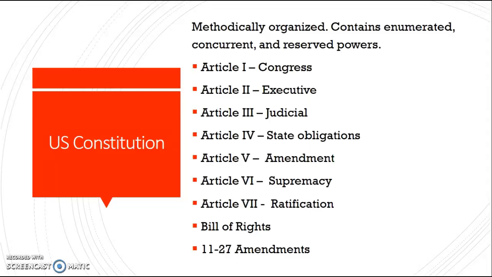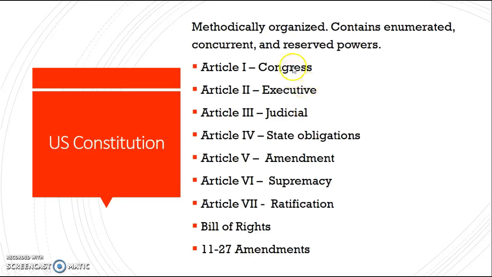Now, for me to really cover the U.S. Constitution in all of its depth in the next couple minutes is just completely impossible, but keep in mind it is very methodically organized. It contains enumerated rights, which are spelled out. They have concurrent rights, which are between the national and the state government, which share similar powers, such as taxation. And then, of course, you have your reserved powers, which are going to the states.